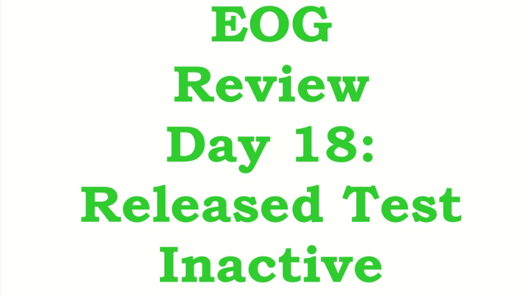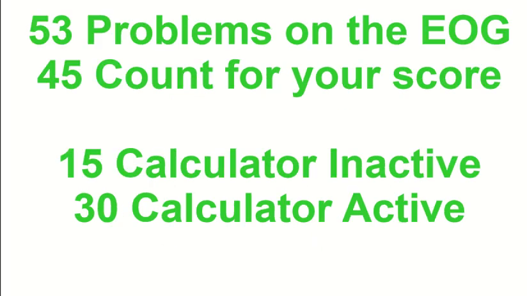But what we're doing with them is just making sure, these are actual old EOG questions. So this should show pretty close to what you're going to see on the EOG. For your EOG, as I've said before, there are 53 problems. 45 of them count for your score. The state's test that they put online for us is 45 questions. So somewhere there's those 8 extra questions that don't count.